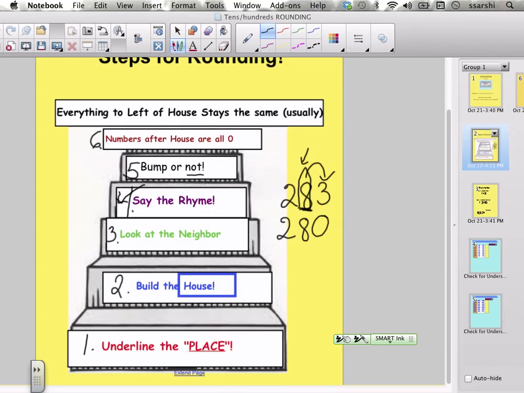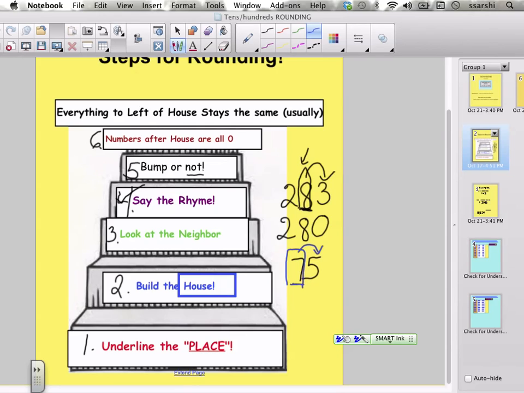Let's look at that with a 2-digit number. Let's say a 75. We'll go through those steps once again. So let's say I said round to the nearest 10. I underline the digit, which is in the tens place. In this case, it's a 7. Number 2, I build the house around the 7. Number 3, I look at the neighbor, which is a 5.